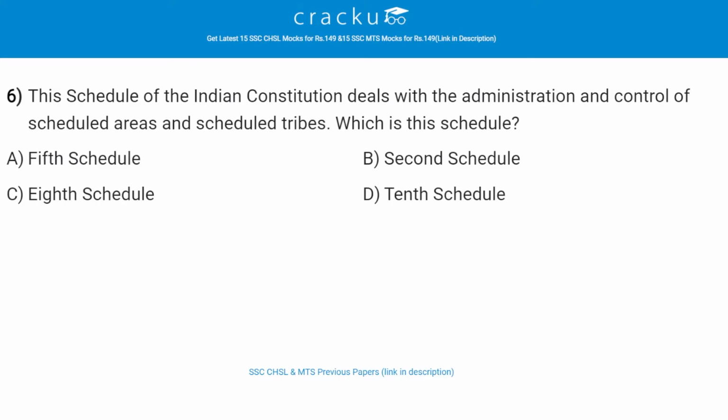Which schedule of the Indian Constitution deals with the administration and control of scheduled areas and scheduled tribes? The correct answer is A, that is the 5th schedule. The 5th schedule of the Constitution deals with the administration and control of scheduled areas as well as of scheduled tribes residing in any state other than the states of Assam, Meghalaya, Tripura and Mizoram.